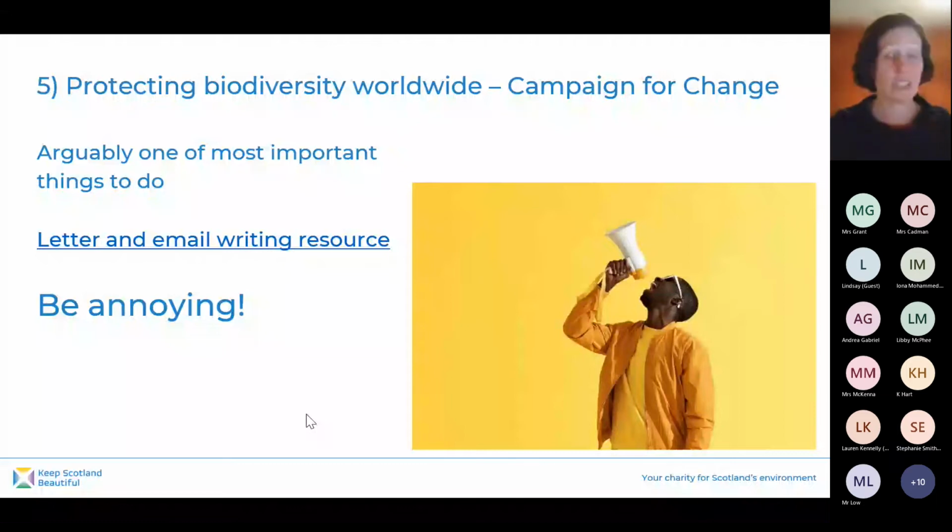So we do have a letter and email writing resource that just gives you a template to get started from, particularly for children and young people that haven't really written letters or formal letters or emails before. You know, if they can write in a nice formal structure, it's more likely to have an impact with the people they're writing to.